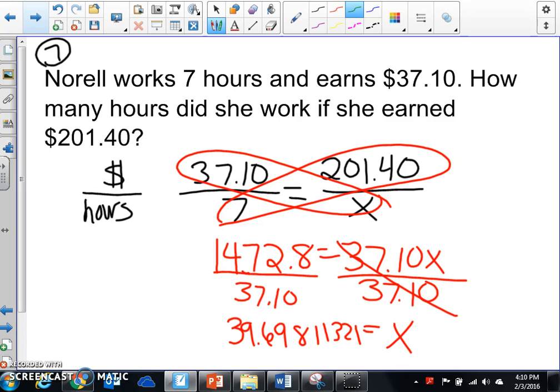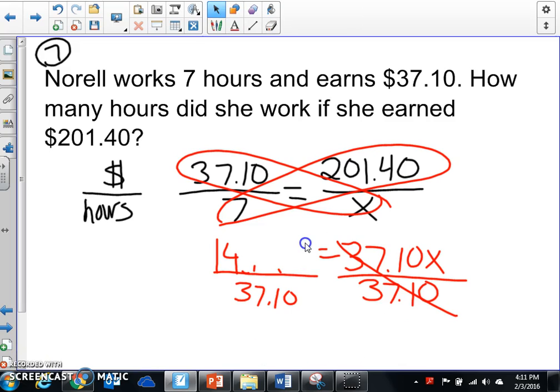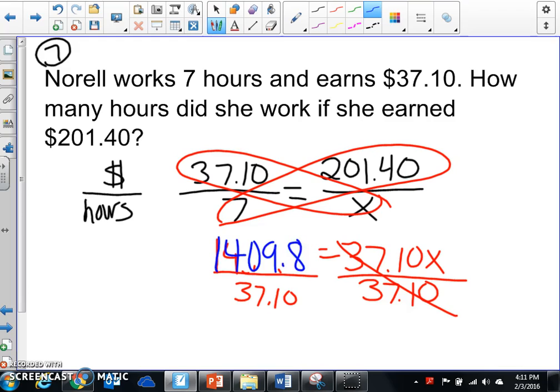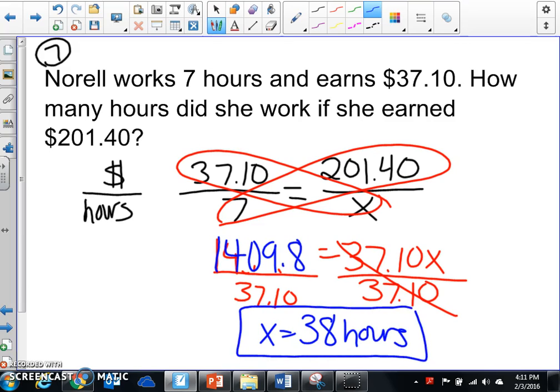Let me see what I did on. Okay, and then I did it again. I just went and checked back my math. Lordy, lordy. 7 times 201.4 gives me 1,409.8. All right, then I divide both sides by 37.10. So divide 37.1. That gives me straight up X equals 38. And it was hours. I am showing how you definitely need to check yourself in your calculator when you're doing these.